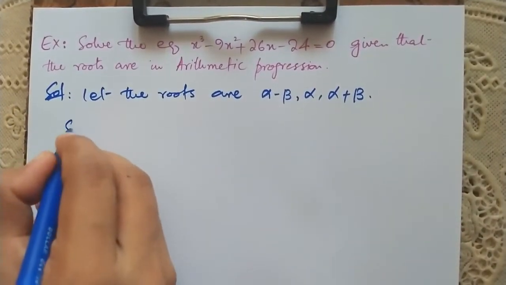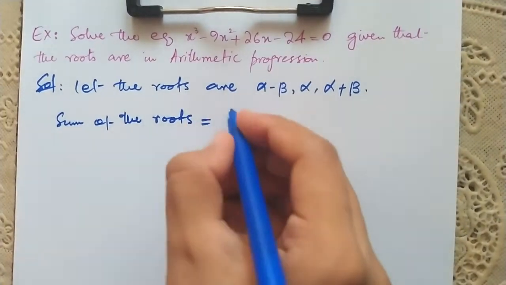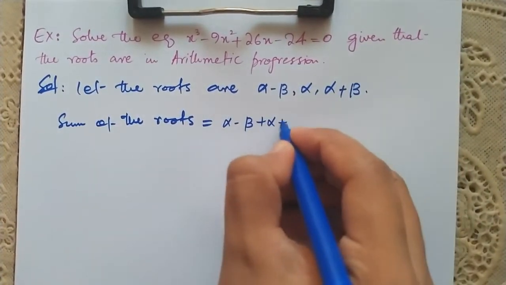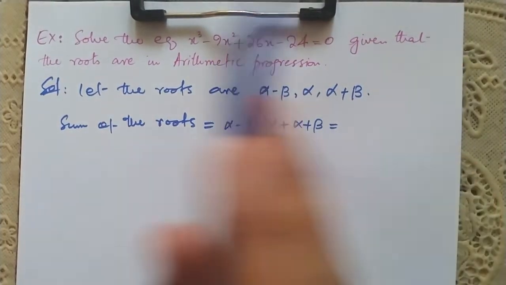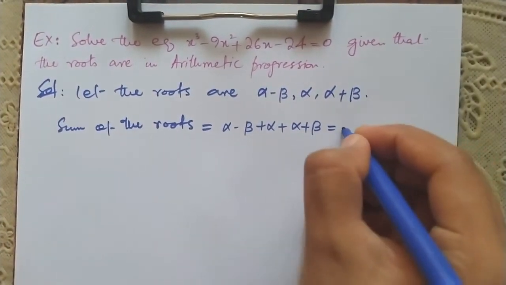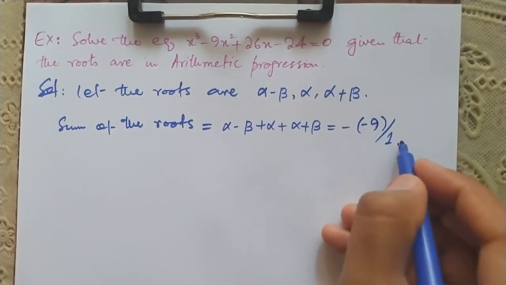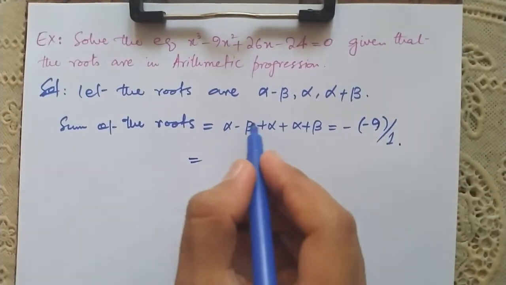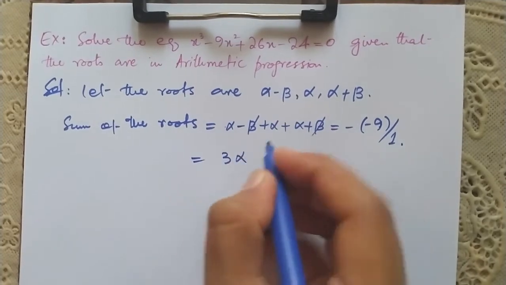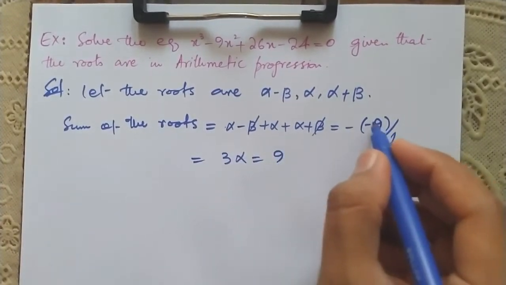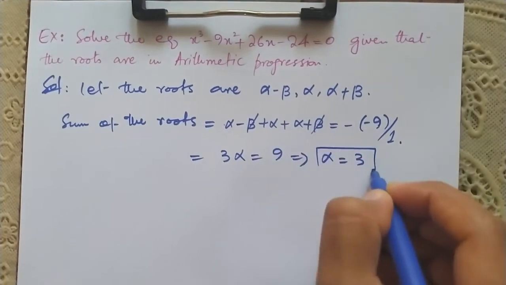So first you can write the sum of the roots. Sum of the roots is equal to alpha minus beta plus alpha plus alpha plus beta. And you know, according to the relations that we have derived, the sum of the roots must be equal to minus 9 upon 1. So when you simplify this, alpha, alpha and alpha becomes 3 alpha, is equal to minus into minus plus 9 upon 1, which can be written as 9. So alpha is equal to 9 divided by 3, that is 3. So the value of alpha is equal to 3.